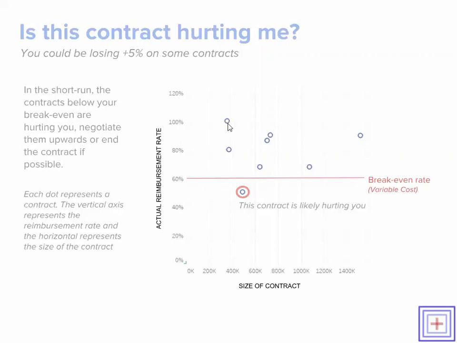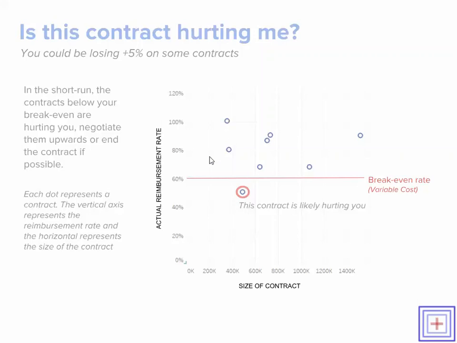Each dot represents a contract, so each contract has an actual reimbursement rate on the vertical axis, and then the size of the contract is going to be on the horizontal axis. So this is the largest contract because it's the furthest on the horizontal, and then this is the contract with the highest reimbursement rate, just over 100% of Medicare allowable. So that's how you would read this chart.